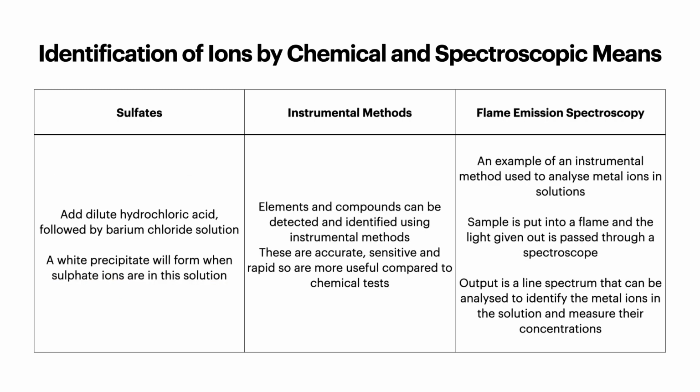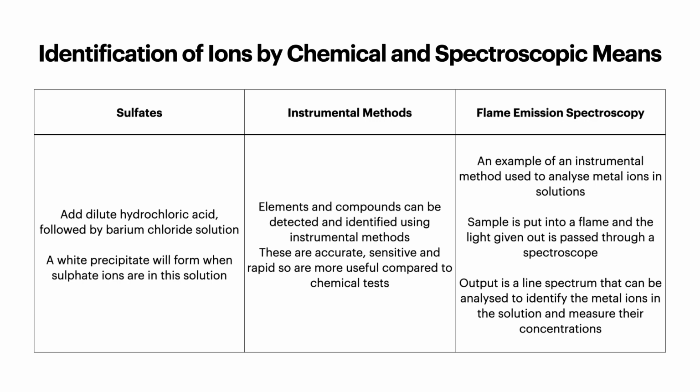And finally, our final test that we're going to be looking at, sulfates. For this, you add dilute hydrochloric acid, followed by barium chloride solution. A white precipitate will form when sulfate ions are in the solution.